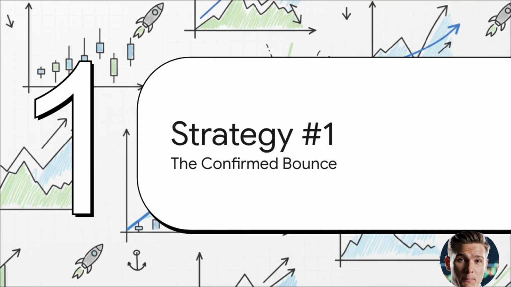All right, with our lines drawn correctly and our new zone mindset locked in, let's get into our first actionable strategy. This one is all about trading those high probability bounces, but, and this is crucial, with a confirmation filter to keep us out of the bad trades.